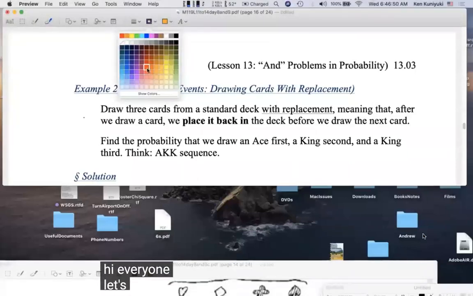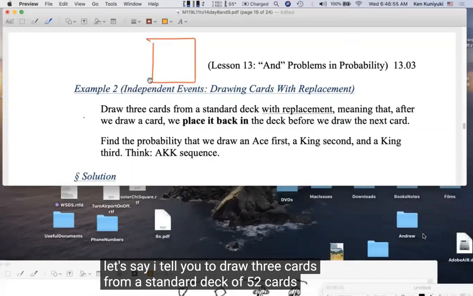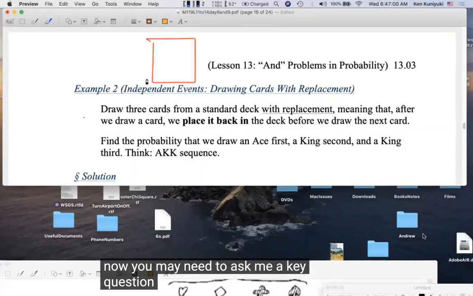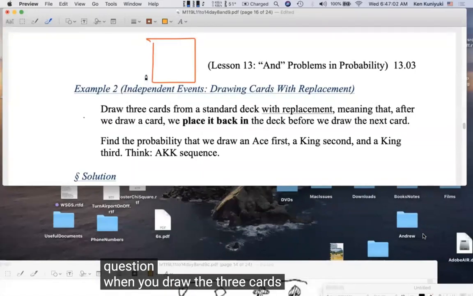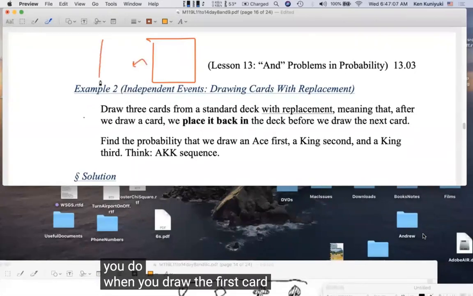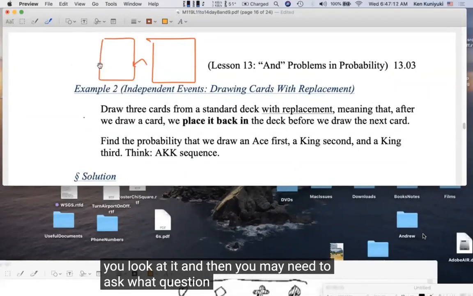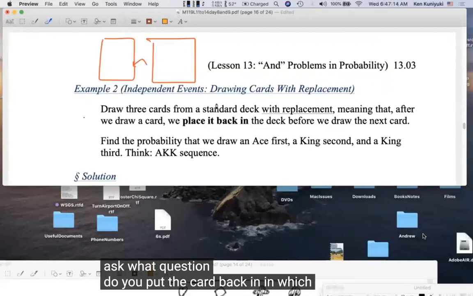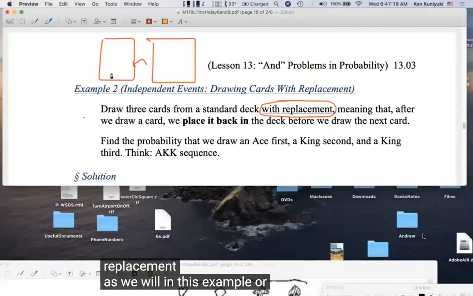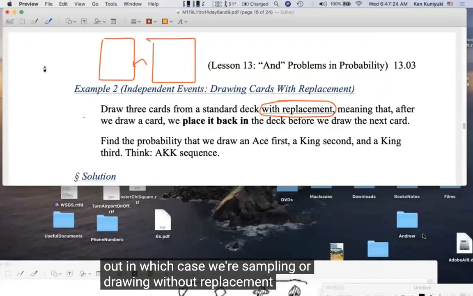Hi, everyone. Let's say I tell you to draw 3 cards from a standard deck of 52 cards. Now, you may need to ask me a key question. When you draw the 3 cards, what do you do? When you draw the first card, you look at it, and then you may need to ask what question. Do you put the card back, in which case we're going to be sampling with replacement, as we will in this example, or do you keep the card out, in which case we're sampling or drawing without replacement?